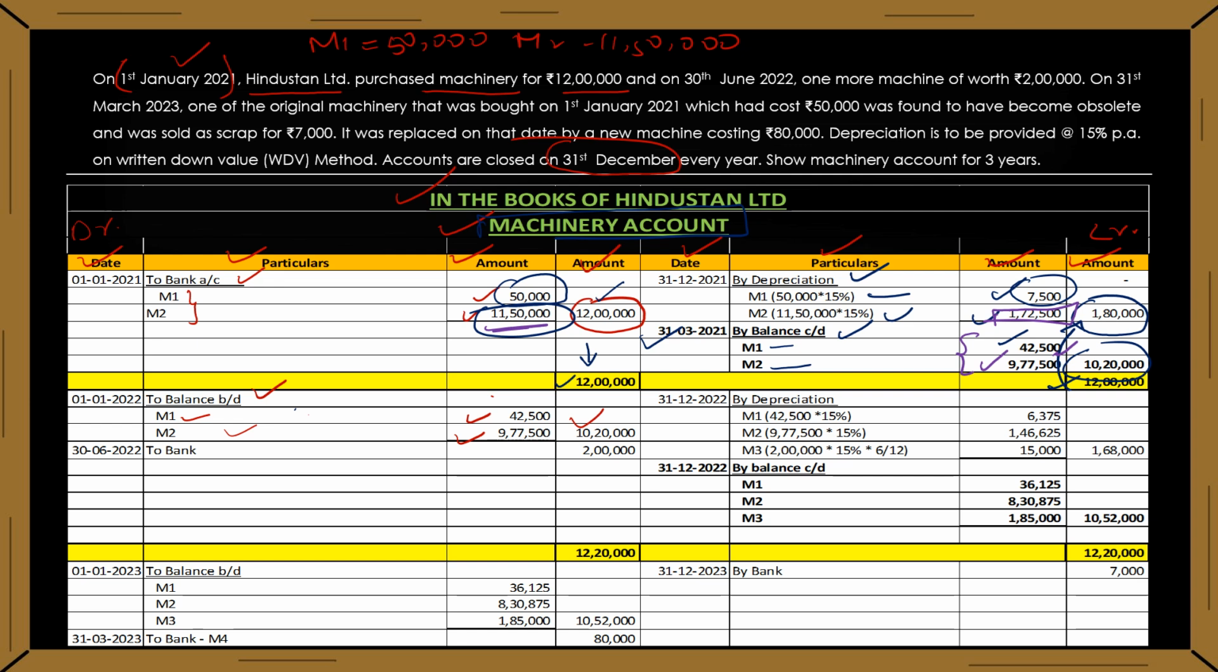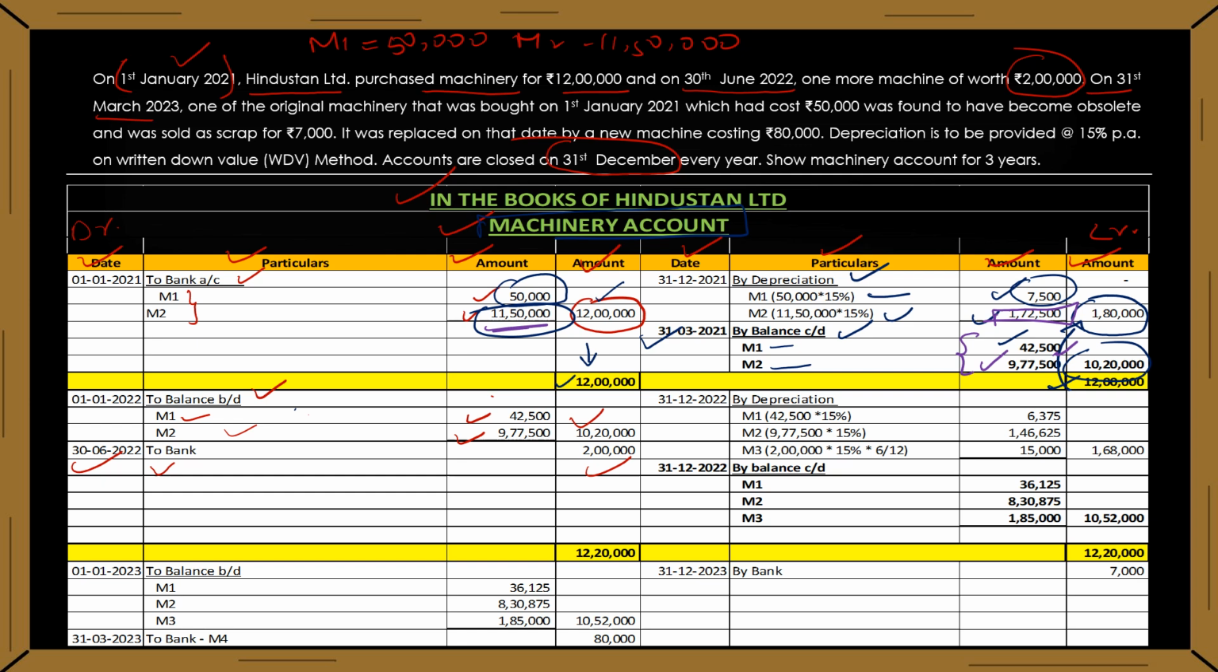On 30th June 2022, one more machine worth 2 lakhs was bought. Okay, on 30th June 2022. So we know machinery to bank. So here, machinery account to bank account, 2 lakhs.